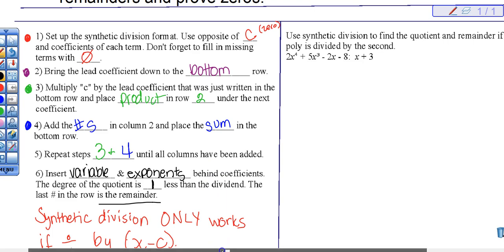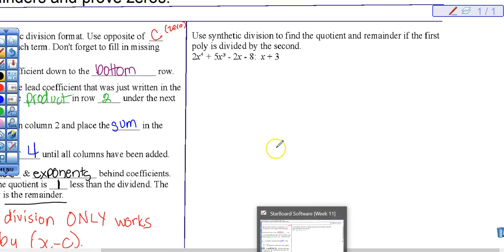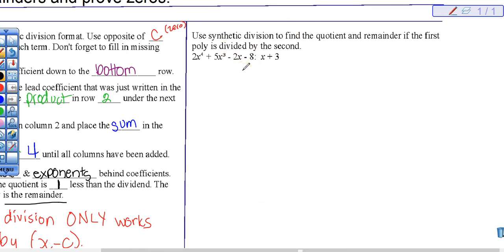But here's what I want to do. Before I teach you synthetic division, we're going to go ahead and divide this problem over here using long division. I'm going to do long division, and then I'm going to do the same problem in synthetic division. I'm going to challenge you to tell me why synthetic division works and tell me how synthetic division works. Because if you can understand that it works, then you'll know when you can use it. So let's go and say, it says use synthetic division to find the quotient and remainder if the first polynomial is divided by the second.